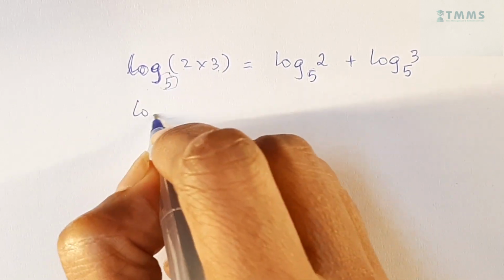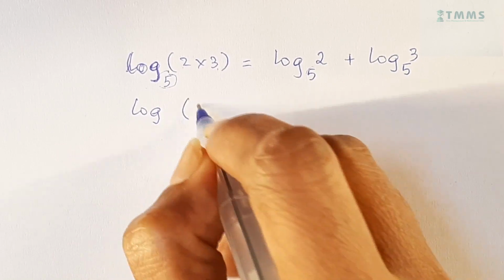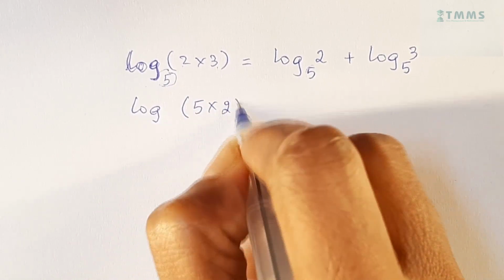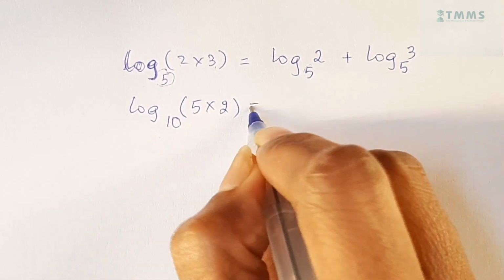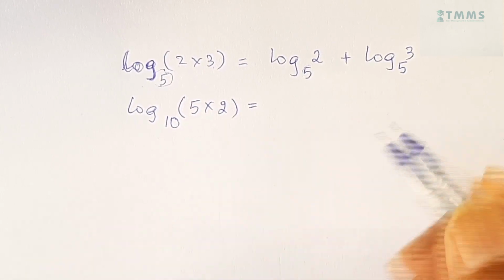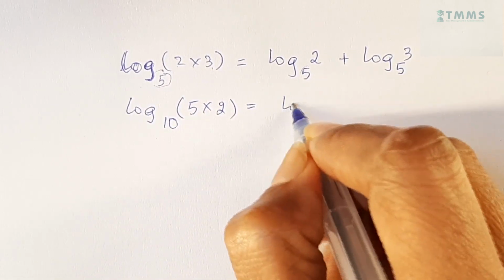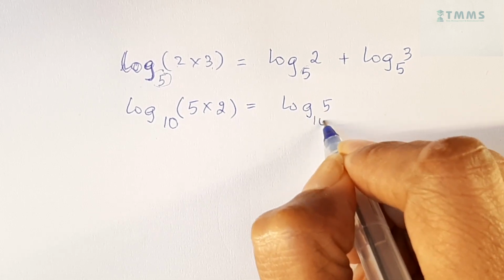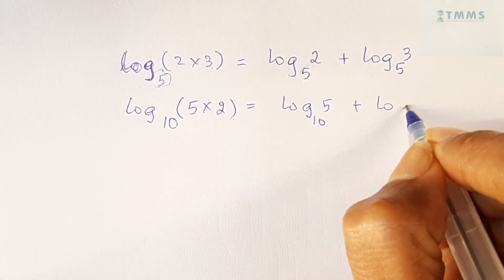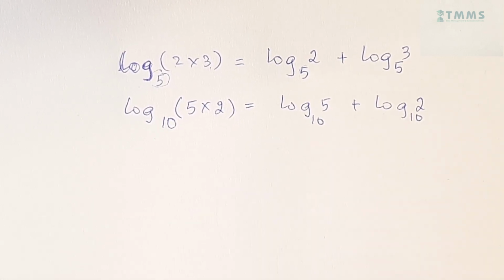Let's take another example. If we have log 5 multiplied by 2 to the base 10. Now 2 to the base 10 means it becomes common logarithm. So it will be log 5 to the base 10 plus log 2 to the base 10.